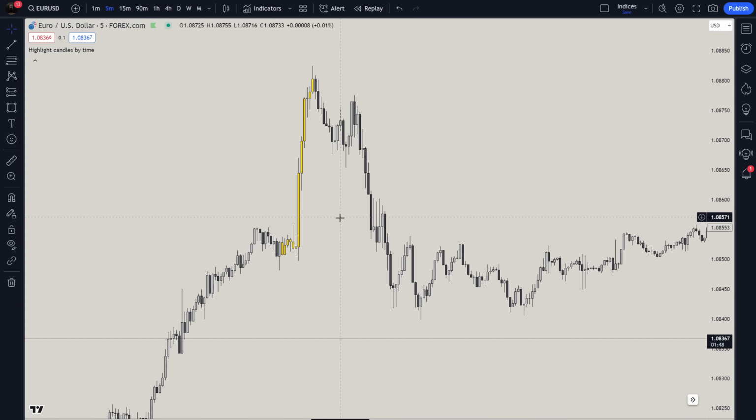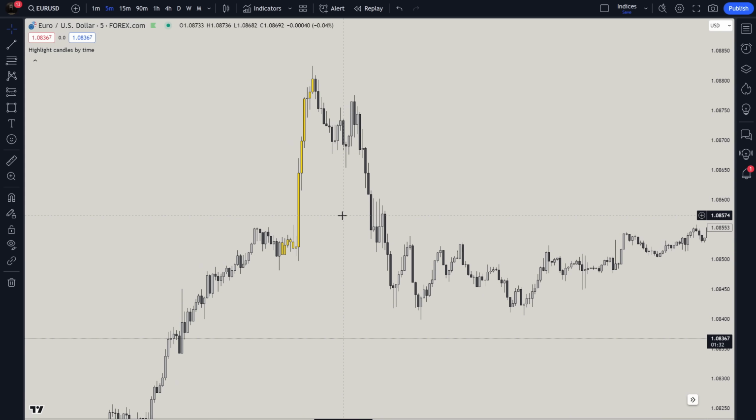So this is very interesting. Let's say you want to highlight the 3 a.m. candle, for example. It can do that every day, so every day you're going to see that candle in another color.